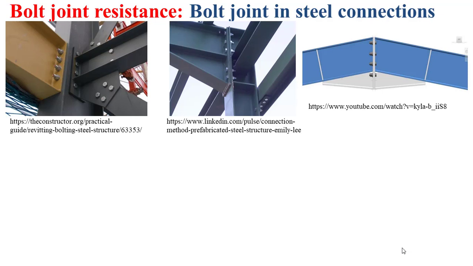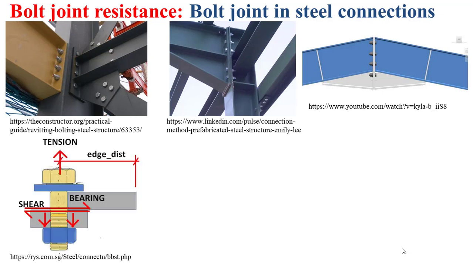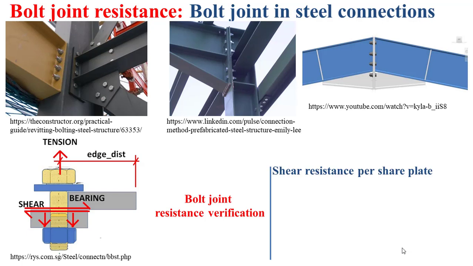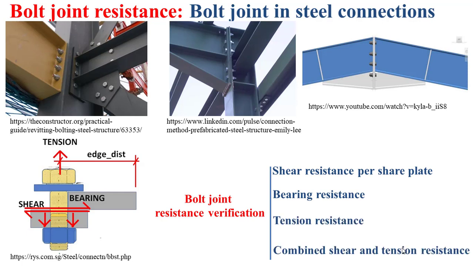In these bolt joint steel connections, the bolt is subjected to tension, shear, and bearing. So the bolt joint resistance verification should be carried out as shear resistance per shear plane, bearing resistance, tension resistance, and combined shear and tension resistance. In this educational video, I will talk about the shear resistance per shear plane. And in next educational videos, I will talk about the other bolt joint resistance verifications.